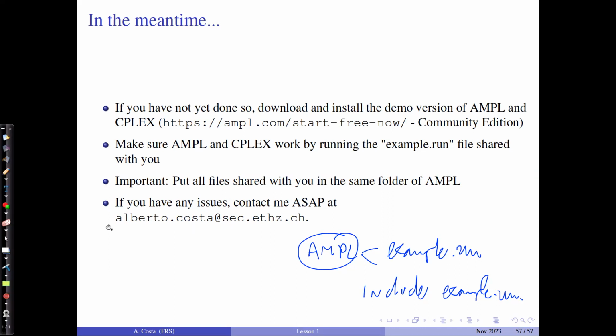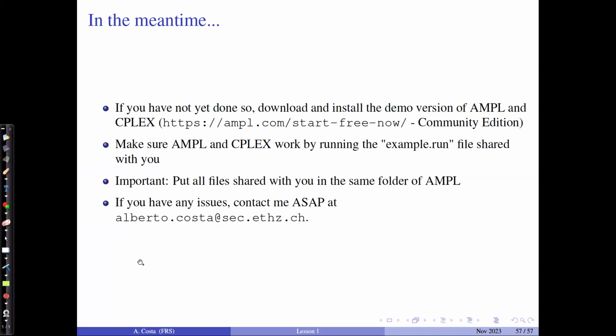Any problem, you can write to me. And ideally, you should have this running before the next lecture, because at that point, you may have some interactive activity to do during the lecture. It will not be like this one where you only listen. It will be one where you also need to write some code to try and see what happens. That's all from my side. I will take these last minutes just to answer any questions you may have.